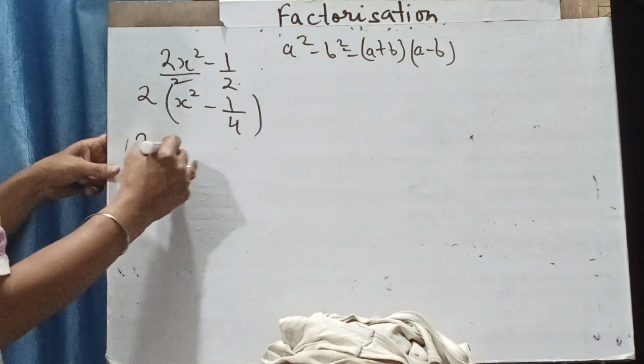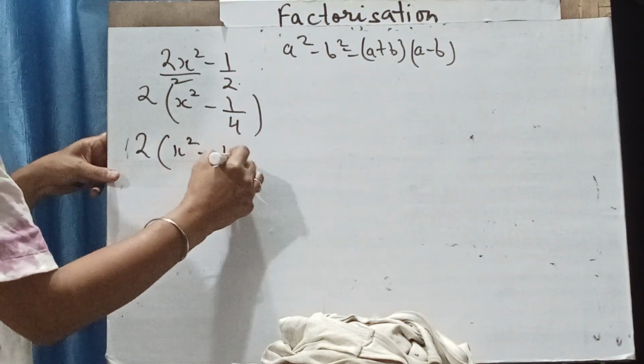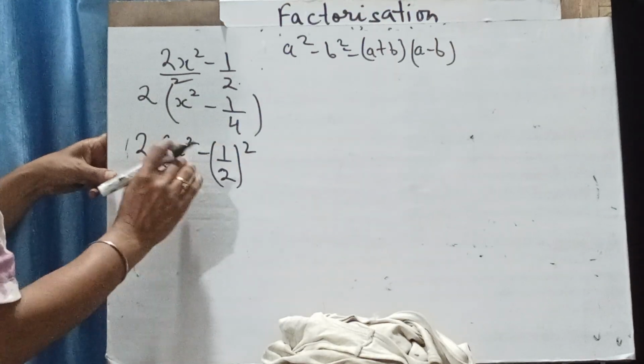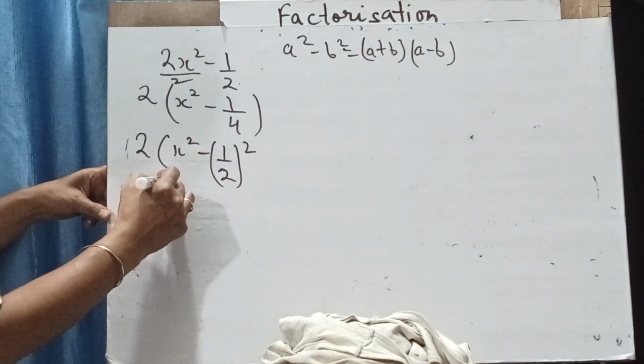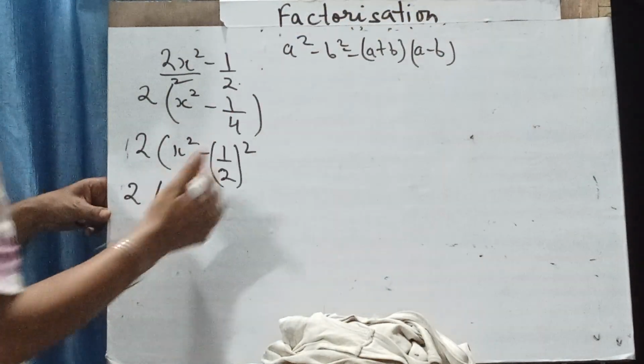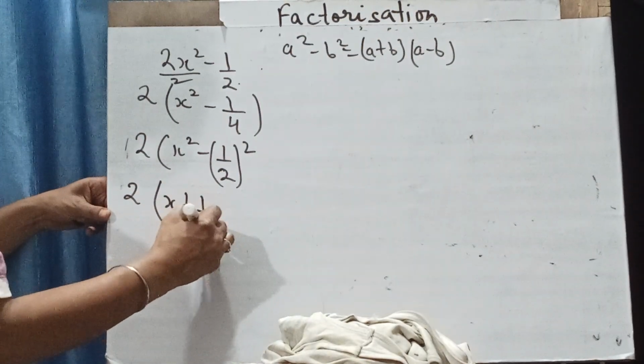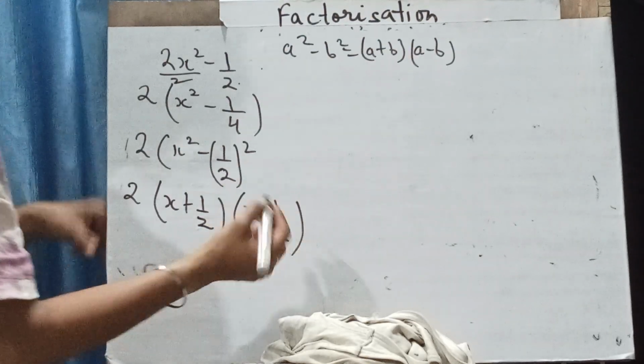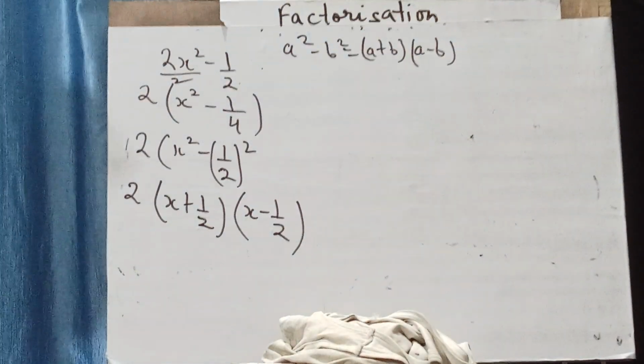Now what you will do, convert them into squares, find out what is a and b. So here we have x square minus 1 by 2 square. The expansion formula is a plus b and a minus b. So we got the answer.